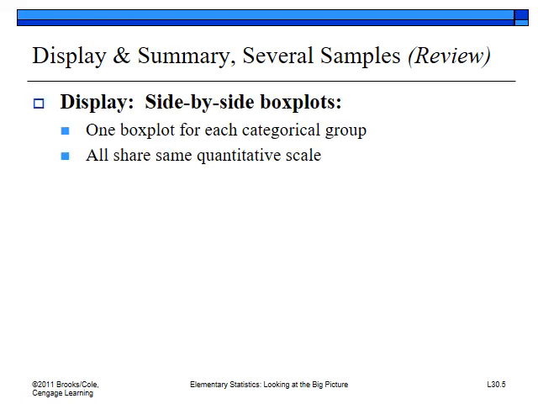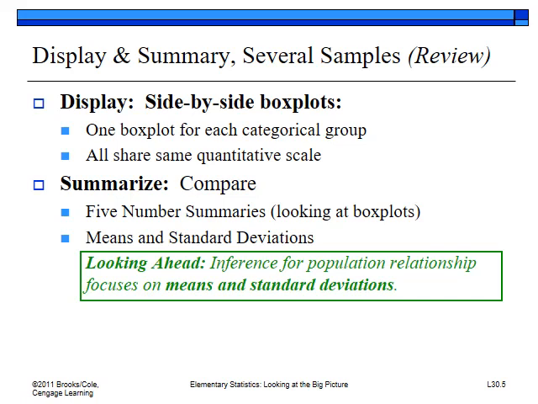So remember that when we have a several sample design to display and summarize data, with a display we use side-by-side box plots. One box plot for each group that is represented in the categorical variable, and you want to make sure that every box plot has the same vertical scale. To summarize, we can either compare the 5 number summaries, which are related to the box plots, or we can compare the means and standard deviations. It's this latter one that we're going to use for inference.